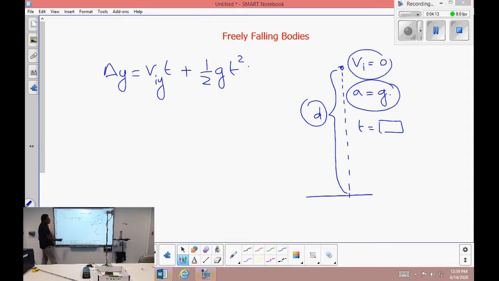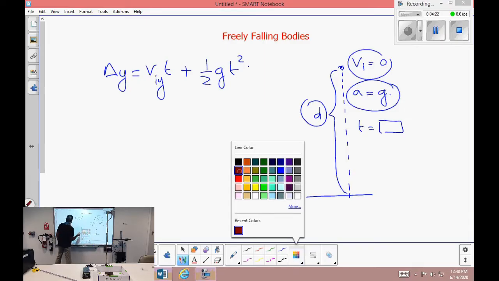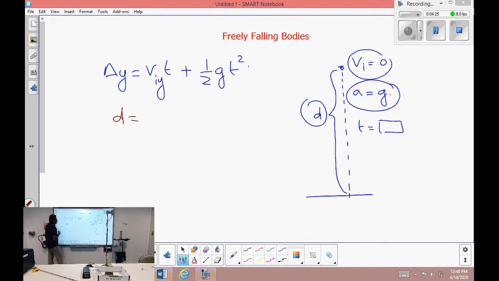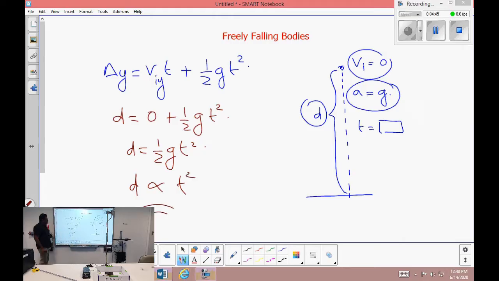So in this equation, delta y is the distance traveled. So instead of delta y, I place d, and the initial velocity in this case is 0, so half g t square. So d is equal to half g t square. Or we can say d is proportional to t square. Why? Because g is a constant. That means d is equal to a constant times t square. Or mathematically we can write d is proportional to t square.